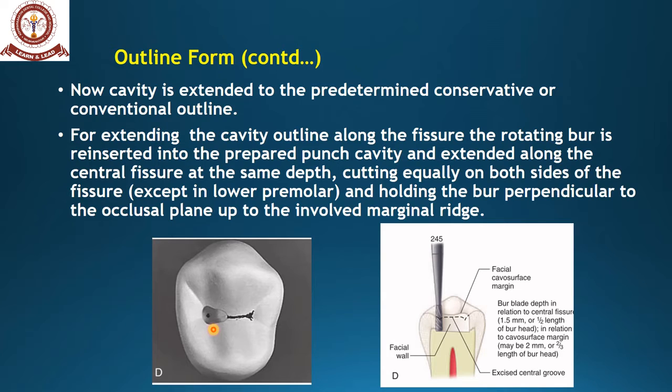So the depth, if you see from the picture, will be 1.5 mm or half the length of the burr head from the central fissure, or it will be 2 mm from the cusp tip, or 2/3 length of the burr head from the occlusal surface margin.